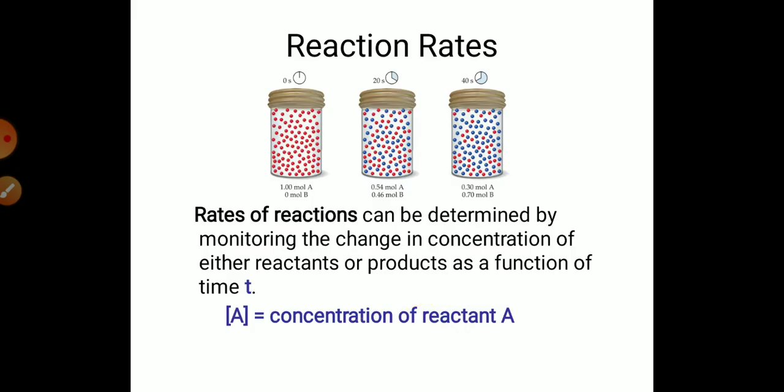So what is the reaction rate? In this diagram you can see that in the first state, when the time is 0 seconds, there is 1.00 mole of A and 0 mole of B. After 20 seconds, there is 0.54 mole of A and 0.46 mole of B. After 40 seconds, the concentration changes to 0.30 mole of A and 0.70 mole of B. So in this reaction, the rate of reaction can be determined by monitoring the change in concentration of either reactant or product as a function of time. The [A] in brackets is the concentration of reactant A.